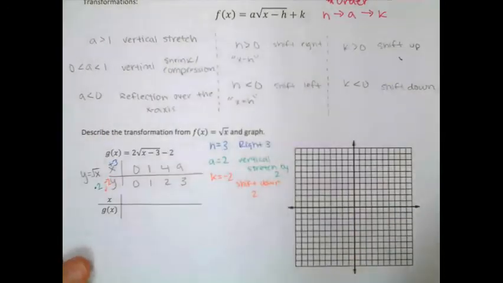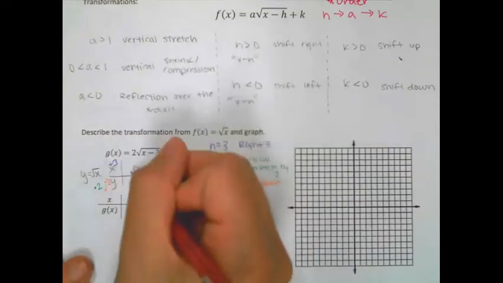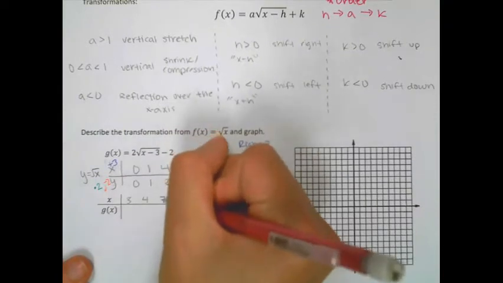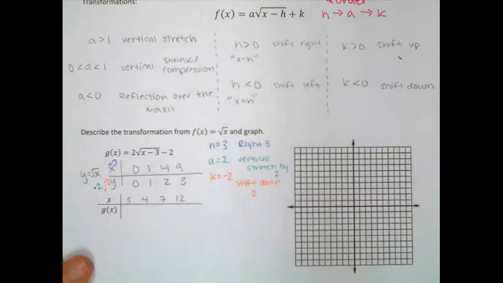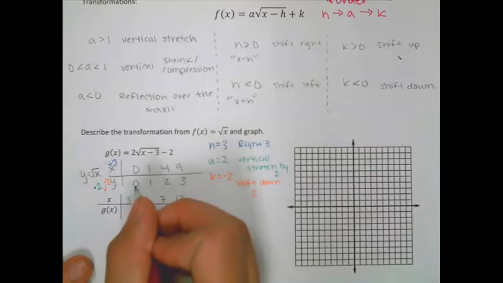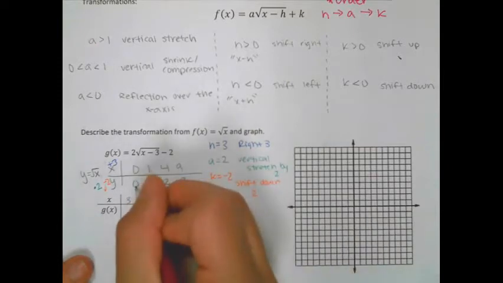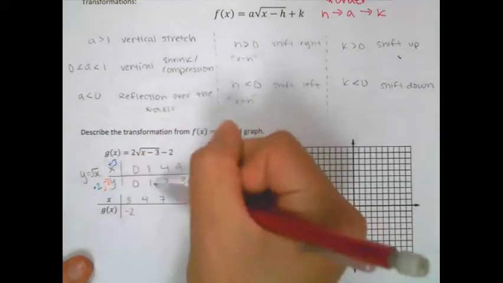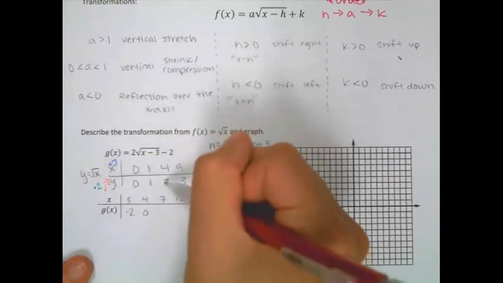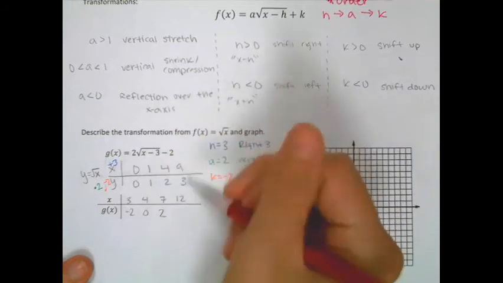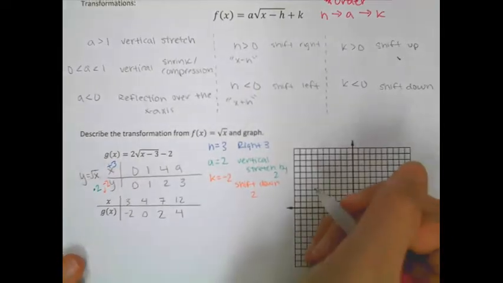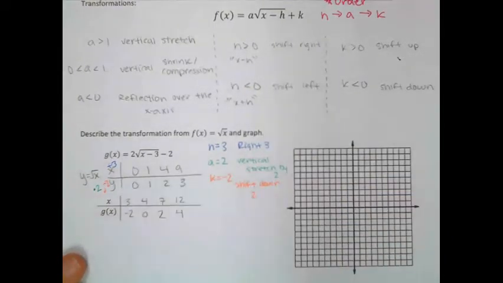So let's perform our transformations. So we are adding 3 to 0, to 1, to 4, and to 9. And this is going to go slightly off our coordinate plane here, but that's okay. Here we're going to multiply by 2 and then subtract 2. 0 times 2 is 0, minus 2 is negative 2. 1 times 2 is 2, minus 2 is 0. 2 times 2 is 4, minus 2 is 2. 3 times 2 is 6, minus 2 is 4. So here are our new values.